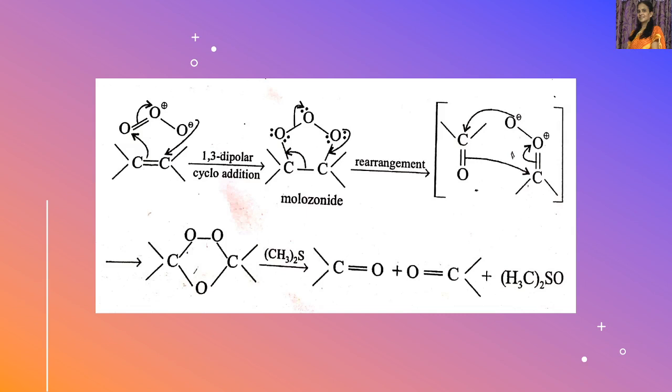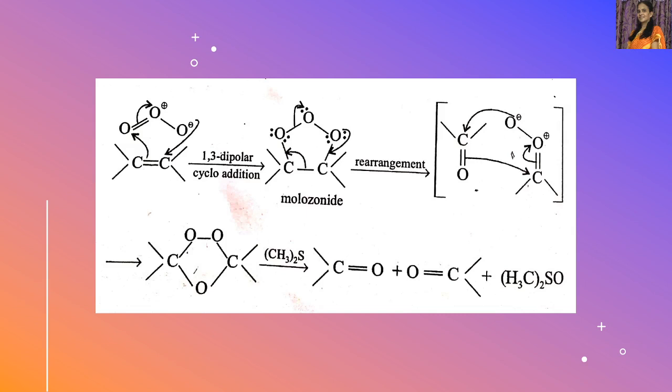You can see here a cyclic compound, which is known as primary ozonide or malozonide, where two peroxy bonds are present. What is a peroxy bond? We said an O-O bond is called a peroxy bond. So oxygen-oxygen, one peroxy bond, oxygen-oxygen, two peroxy bonds. This molecule is highly unstable.